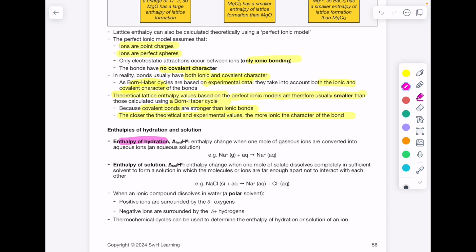2 more definitions now, they never end. Enthalpy of hydration, this is the enthalpy change when 1 mole of gaseous ions are converted into aqueous ions, so an aqueous solution. So there we are turning from a gas to aqueous. The enthalpy of solution is the enthalpy change when 1 mole of a solute dissolves completely in sufficient solvent to form a solution in which the molecules or ions are far enough apart not to interact with each other.